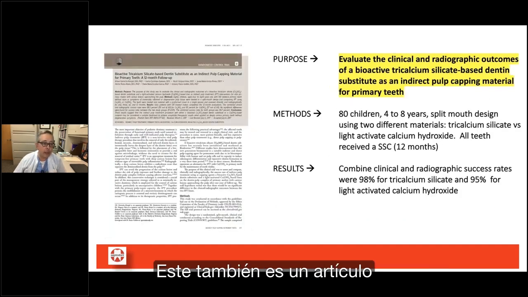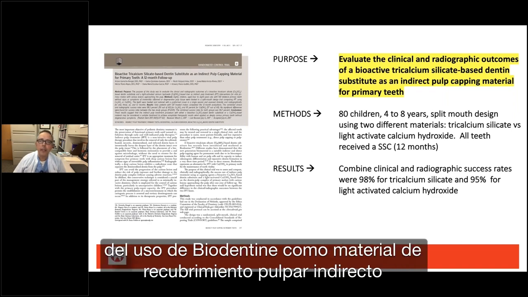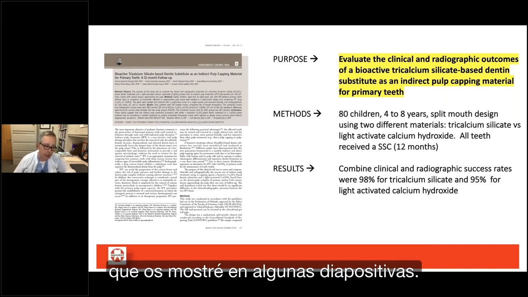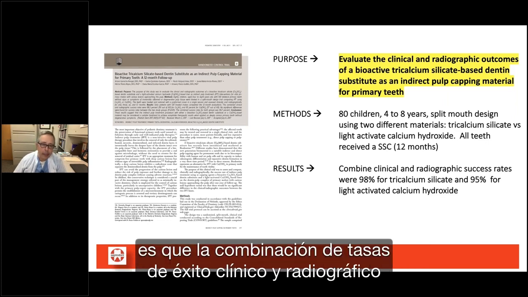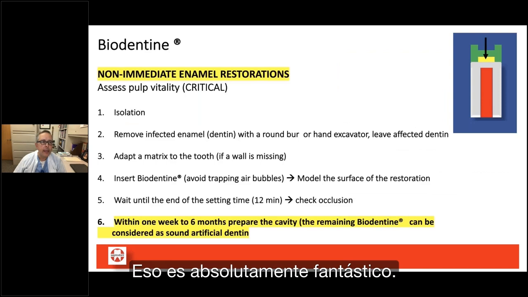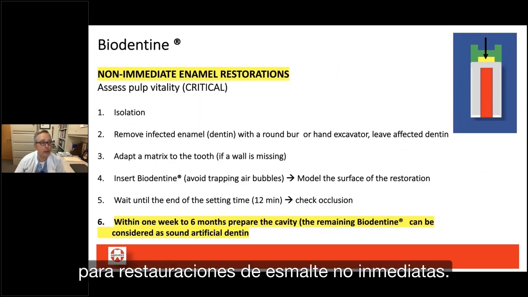This is also one article that is appropriate for this section, to evaluate the clinical and radiographic outcomes of Biodentine substitute as an indirect pulp cap material for primary teeth. That's exactly the patient that I show you in a few slides. So the conclusion of this article is combined clinical and radiographic success rates for Biodentine is close to 98%. That is absolutely fantastic. Now, we can also use Biodentine for non-immediate enamel restorations.